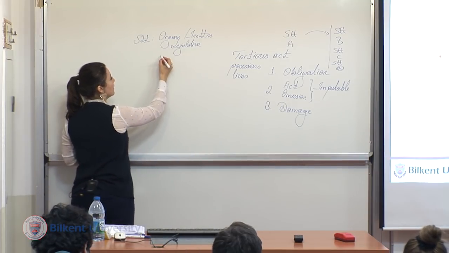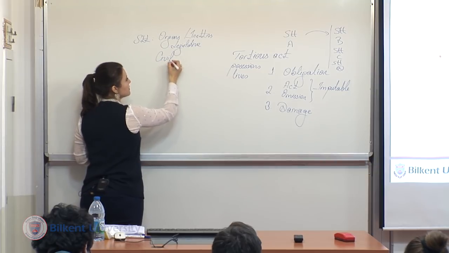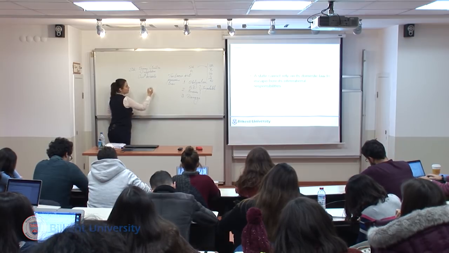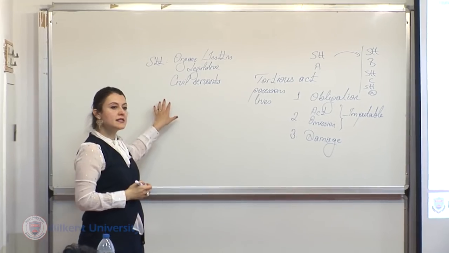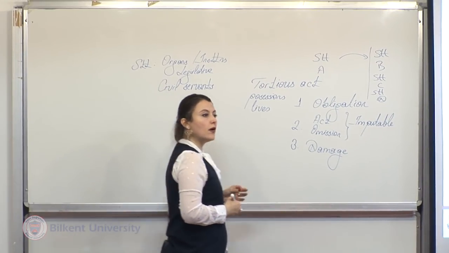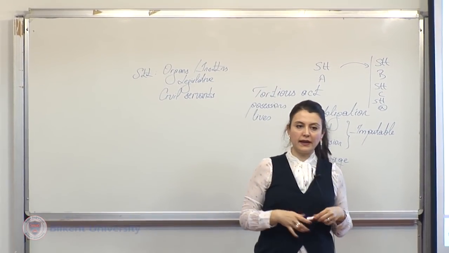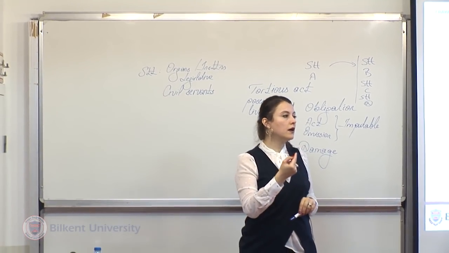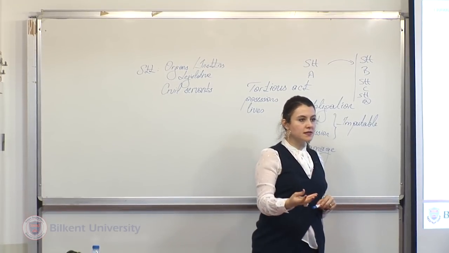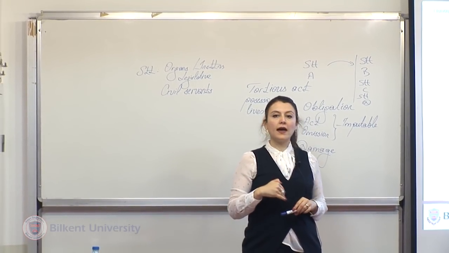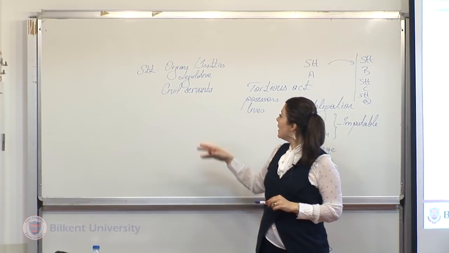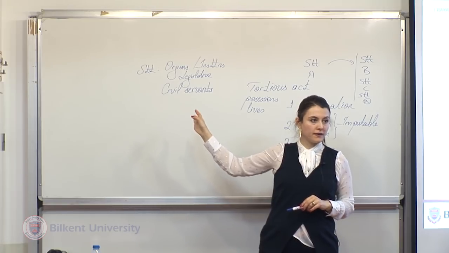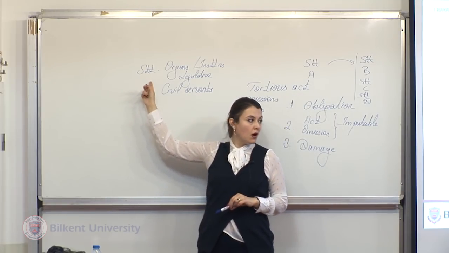Secondly, civil servants. Civil servants are also elements of the state. They are state somehow. They are portions of the state. Therefore, they fulfill the duties given by the state, and while fulfilling those duties, if they somehow cause damage, then the damage caused by them is still imputable to the state.